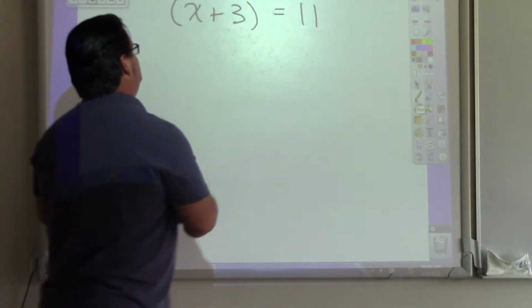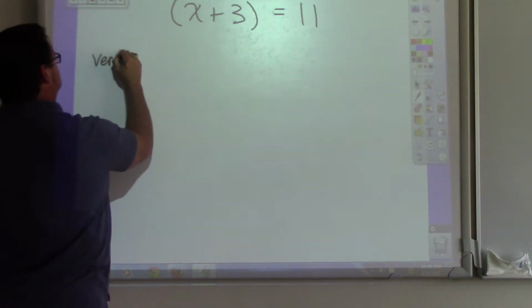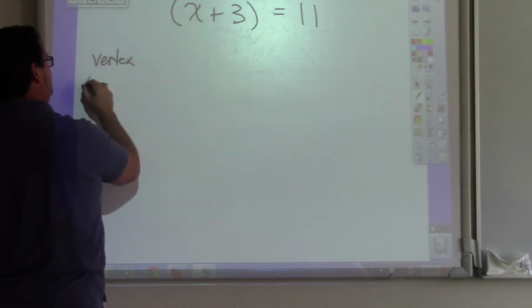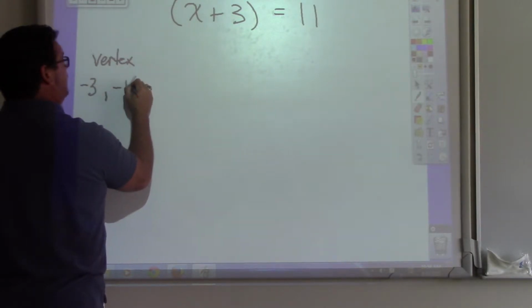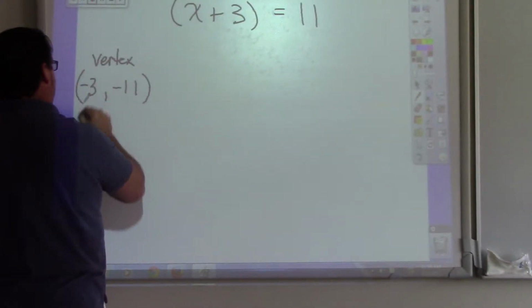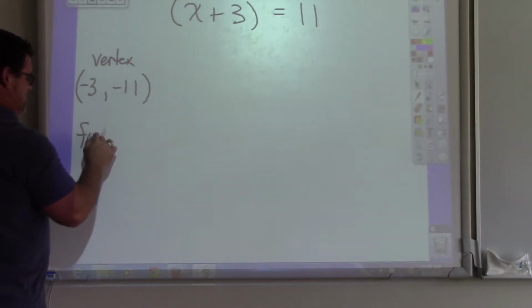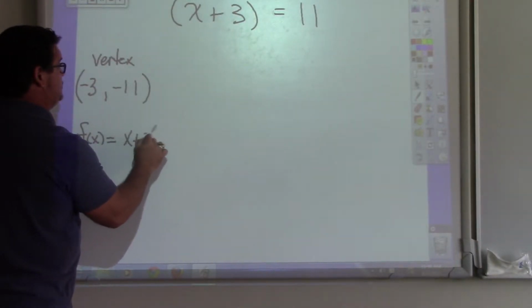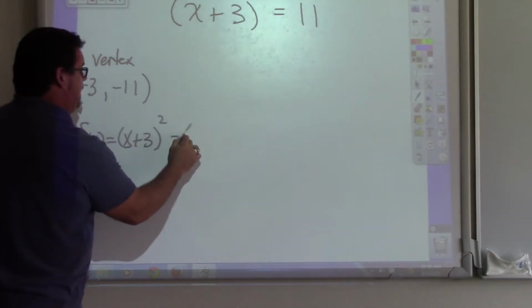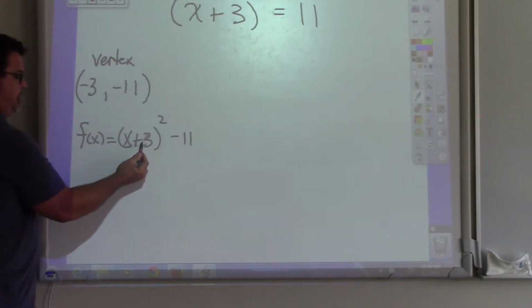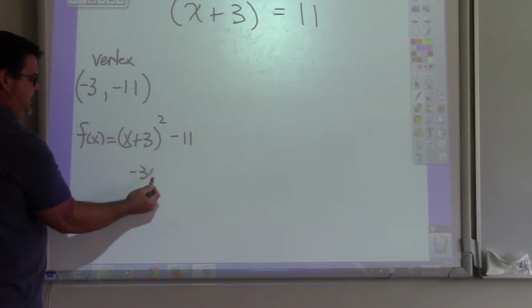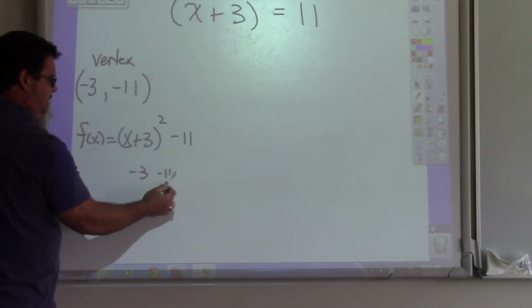And my vertex is (-3, -11). And f of x is equal to (x + 3) quantity squared minus 11. And you pull the opposite of this down, -3, and you bring this down, -11.